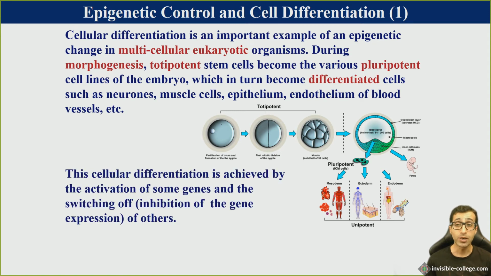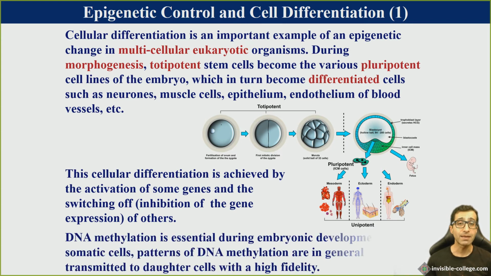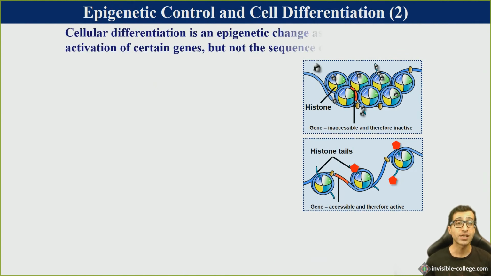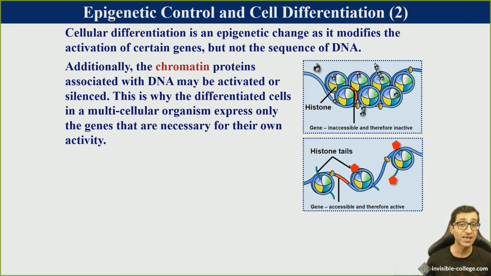So this cellular differentiation is achieved by the activation of some genes and the switching off or the inhibition of others. DNA methylation is essential during embryonic development, and in somatic cells, patterns of DNA methylation are in general transmitted to daughter cells with a high degree of fidelity. So cellular differentiation is an epigenetic change because it modifies the activation of certain genes, but not the sequence of the DNA. Additionally, the chromatin proteins, the histones for example, associated with DNA, can be activated or silenced.